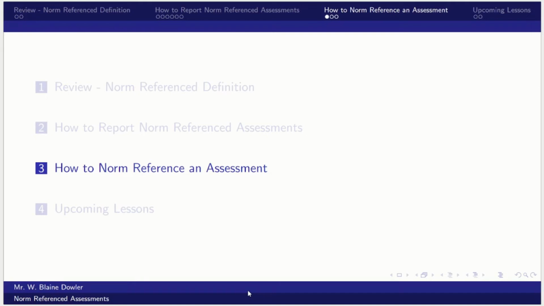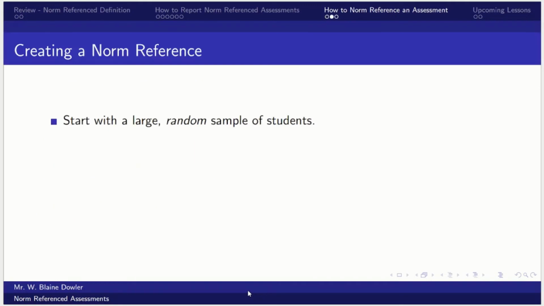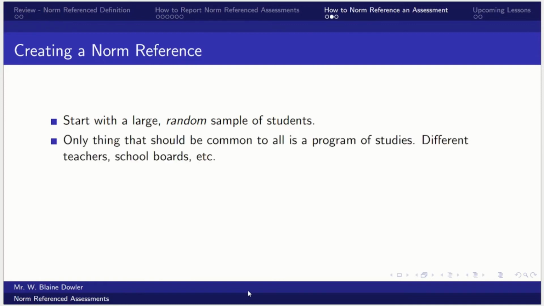Of course, before we can apply these scores, you have to come up with them. So the first thing you need is a large random sample of students. The only thing that they should have in common is the program of studies that they're working from. Ideally, they have different teachers, different school boards.